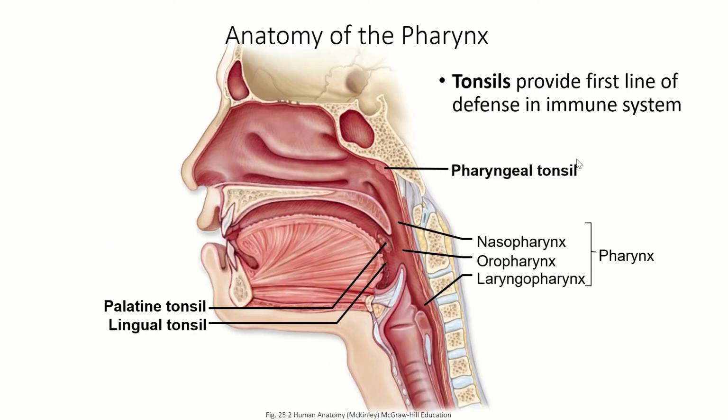And then the other thing that we see in the pharynx are the tonsils. Tonsils are clusters of immune cells. So it makes sense that we have them here where it's directly exposed to the outside environment. These are filled with white blood cells that can readily recognize pathogens and start an immune response.